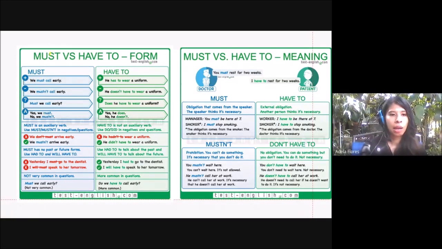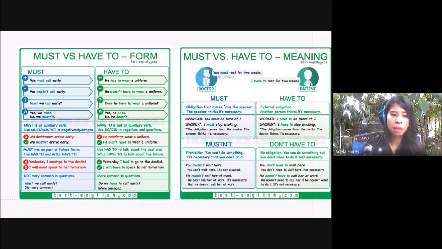Recuerden que podemos usar must y have to en las tres formas. An affirmative, negative, question, and of course, for us to answer, right? Like we must call early, we mustn't call early. Must we call early? Yes, we must. No, we mustn't. Acá respondemos con el mismo auxiliar y el have to, remember que vamos a responder solo con el auxiliar do or does, don't, doesn't, dependiendo, right? Entonces podemos usar estos auxiliares tanto en su forma afirmativa, en su forma negativa o interrogativa.